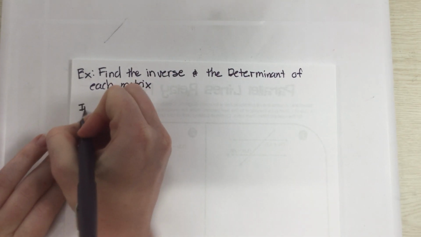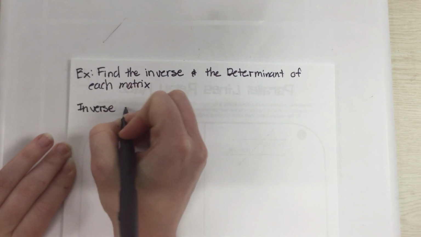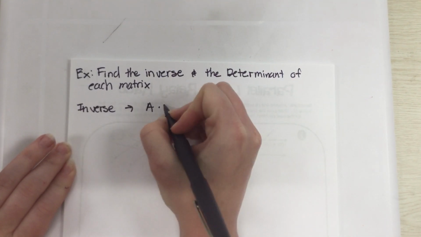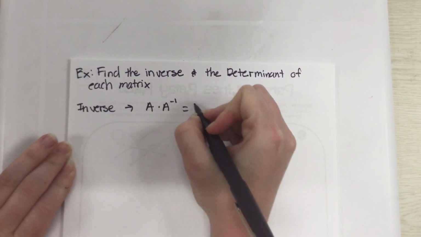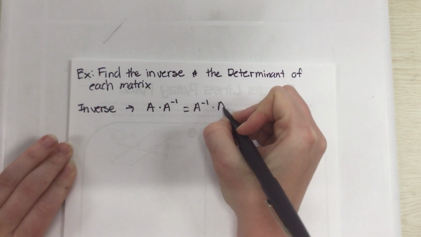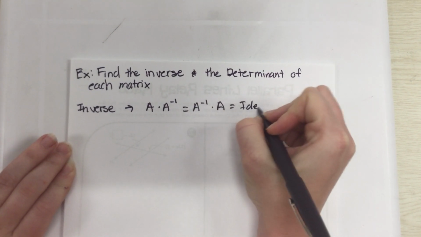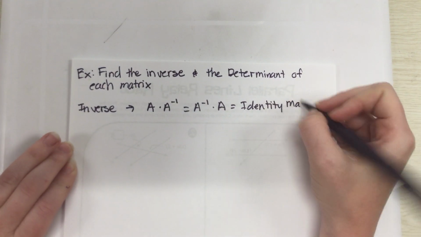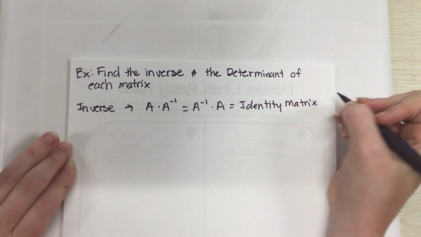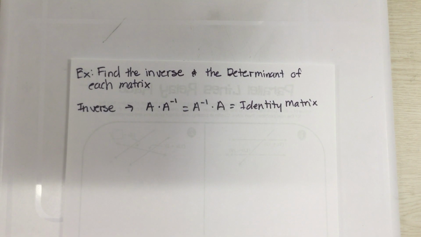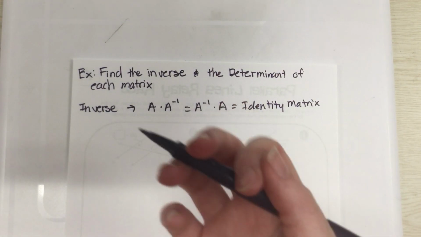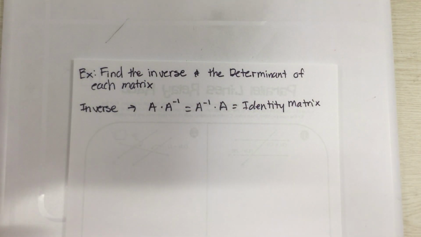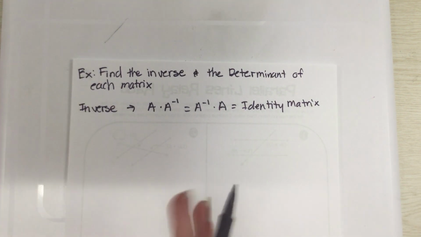Okay, so the inverse is essentially this. It is A times A to the negative 1, which would equal A to the negative 1 times A, which would equal the identity matrix. That's the definition of an inverse. You guys already know that, like 2 times a half equals a half times 2, which equals 1. That's what an inverse is. It comes out to the operation we need it to be.